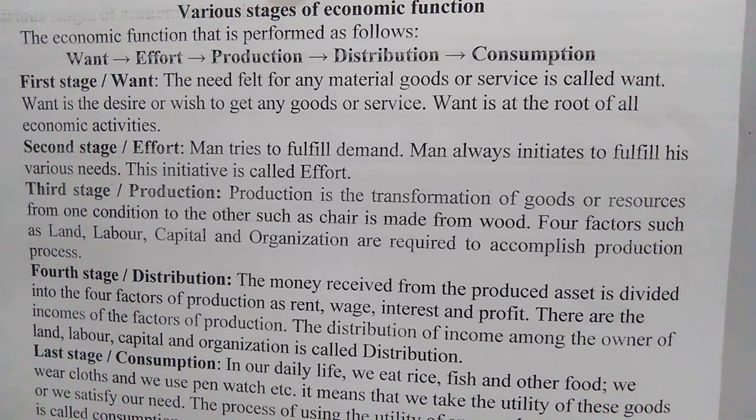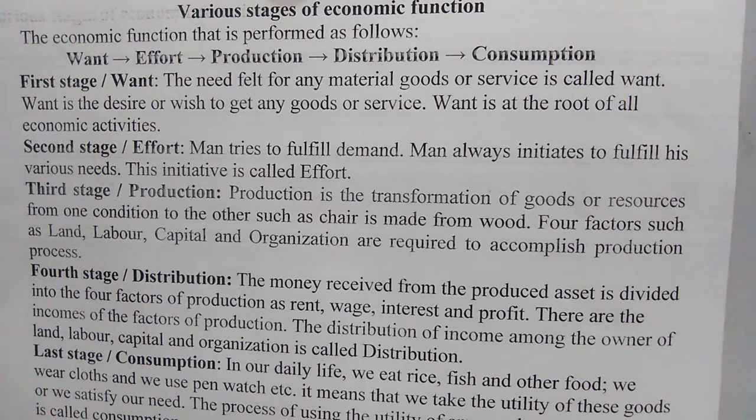Third stage of economic activities, that is production. Production is the transformation of goods or resources. For example, a chair is made from wood. Four factors such as land, labor, capital, and organization are required to accomplish production activities.